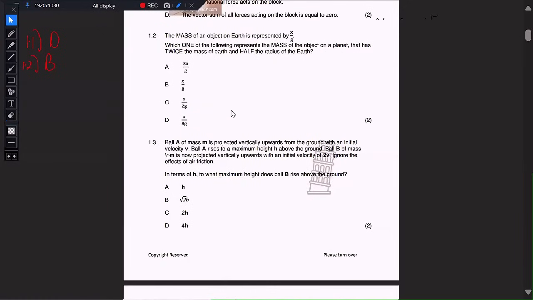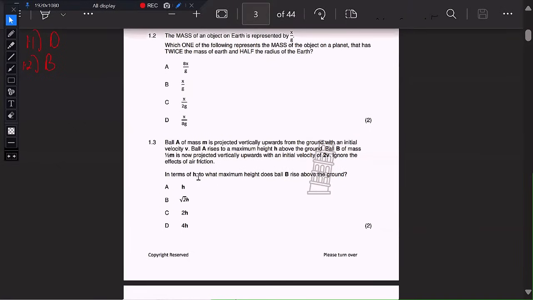Now 1.3 says ball A of mass m is projected vertically upwards from the ground with an initial velocity v, and then ball A rises to a maximum height h above the ground. Ball B of mass half m is now projected vertically upward with an initial velocity of 2v. Ignore the effect of air friction. Now, in terms of h, to what maximum height does ball B rise above the ground?